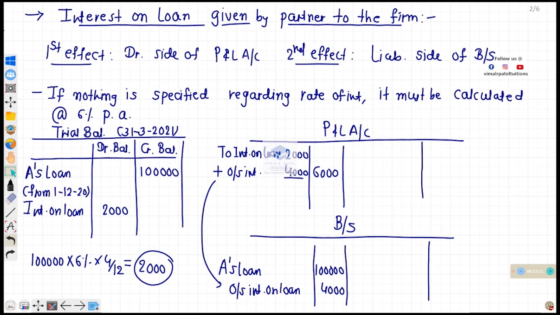Then goods withdrawn for personal use are subtracted from purchase and debited to the respective partners' capital account or current account. Goods withdrawn for personal use. If both partners have withdrawn, it is debited to both of their accounts. If a single partner has withdrawn, it is debited to the respective partner's account. Right? Yes.